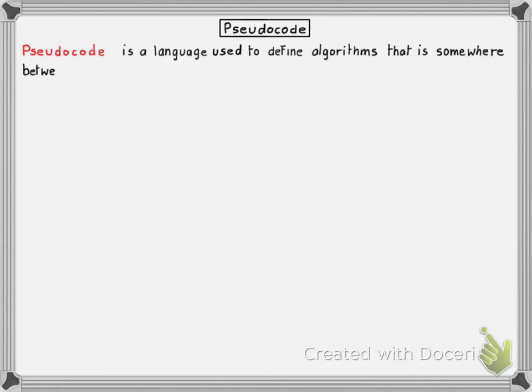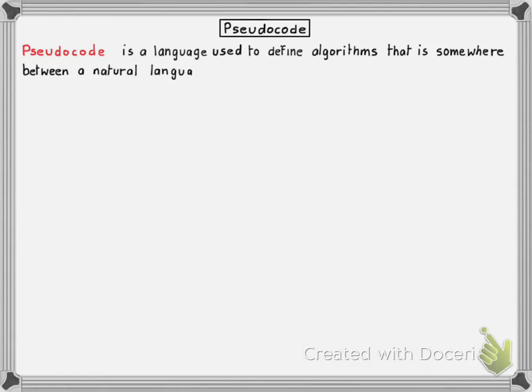Welcome back to this lecture on algorithms. In its second segment, we're going to discuss pseudocode, and we're going to give our first example of an algorithm. So pseudocode is a language. In particular, it's the language used to define algorithms.